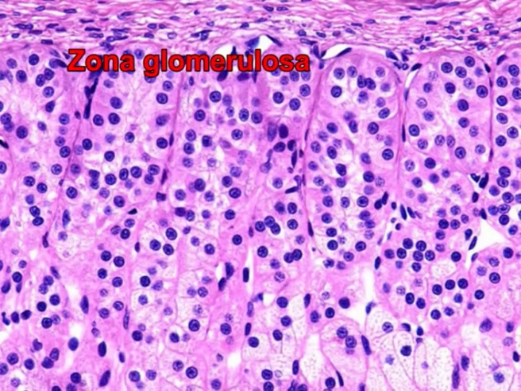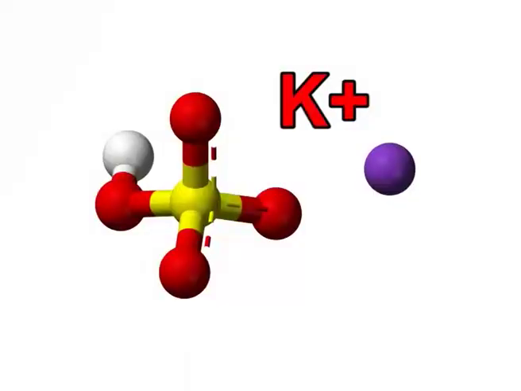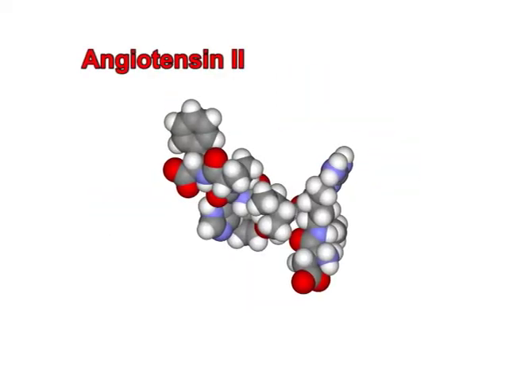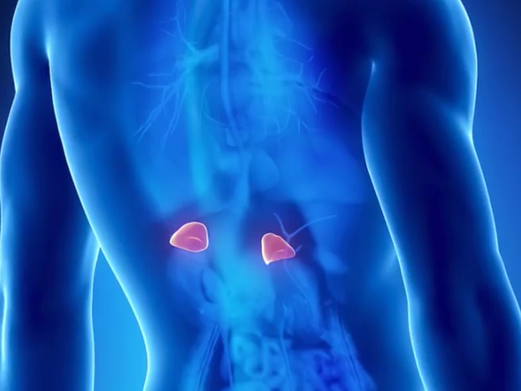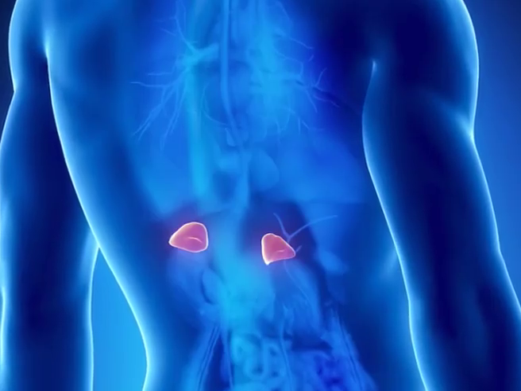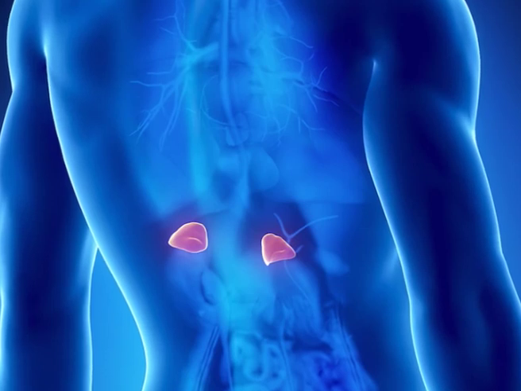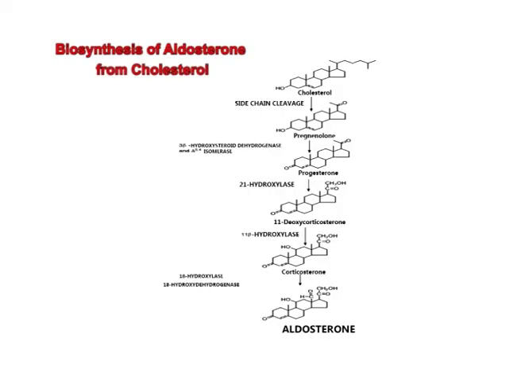This unique distribution of enzymes and the special regulation of the zona glomerulosa by potassium and angiotensin II have led some investigators to suggest that in addition to the adrenal being 2 glands, the adrenal cortex is actually 2 separate organs. Figure number 6 depicts the biosynthesis of aldosterone from cholesterol.